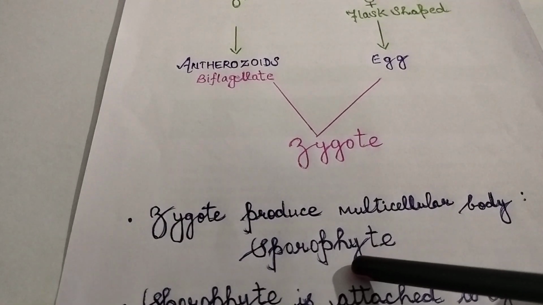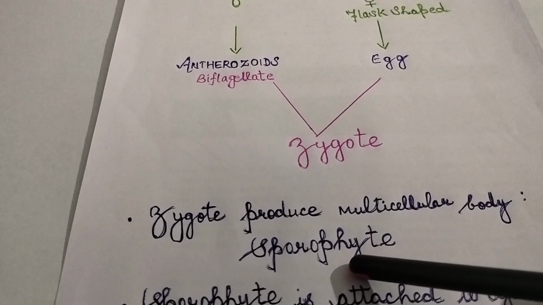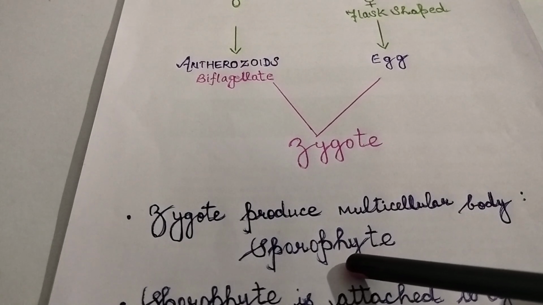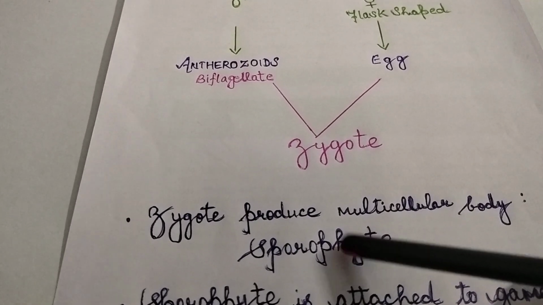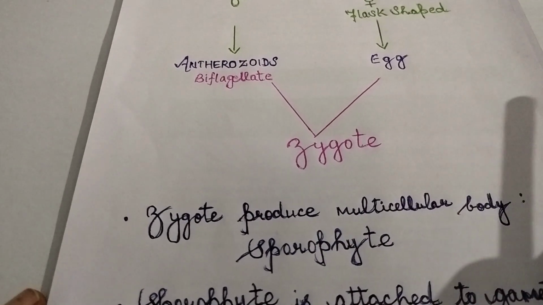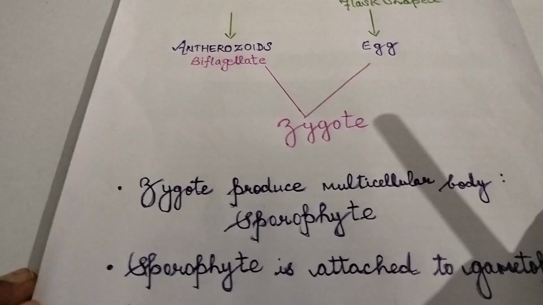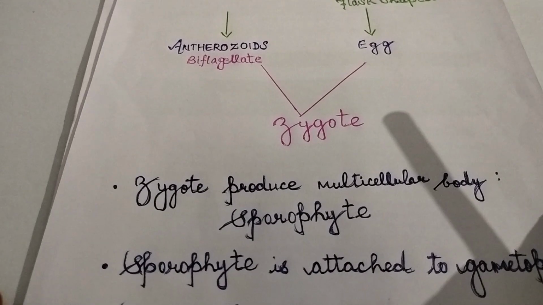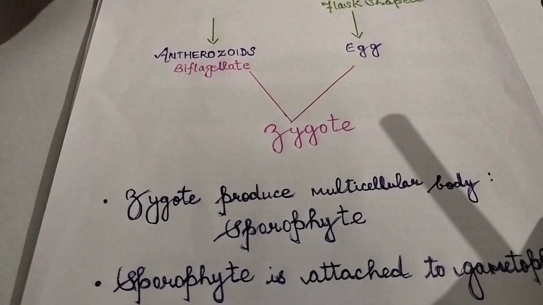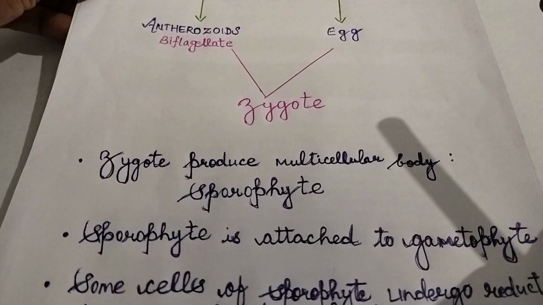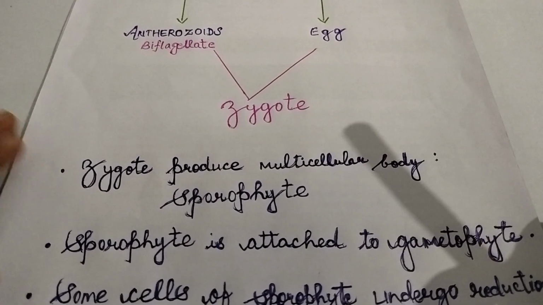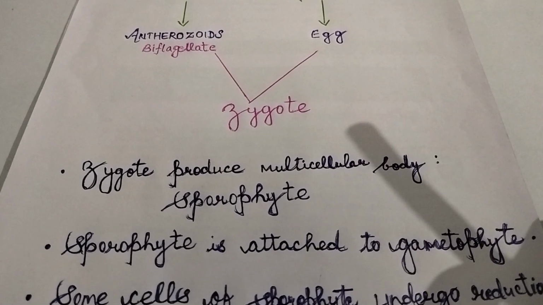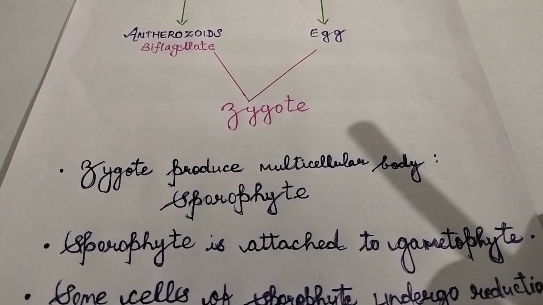Remember, just now I told you the plant life cycle is completed in two phases, gametophyte and sporophyte. Now here comes the sporophyte. This sporophyte is not free living. In bryophytes, the sporophyte is not free living, but it is attached to the gametophyte.